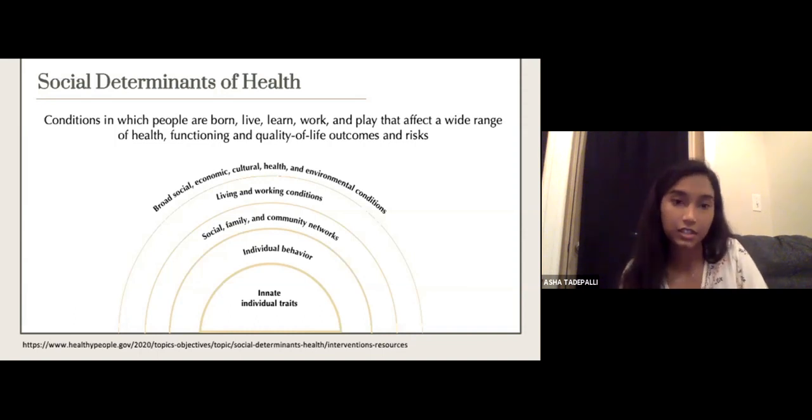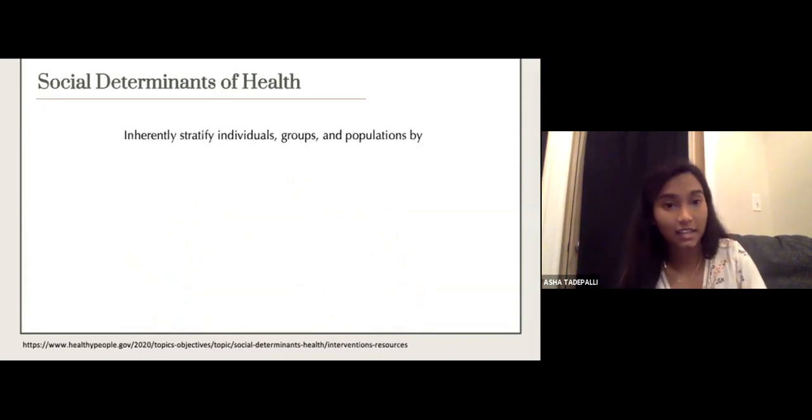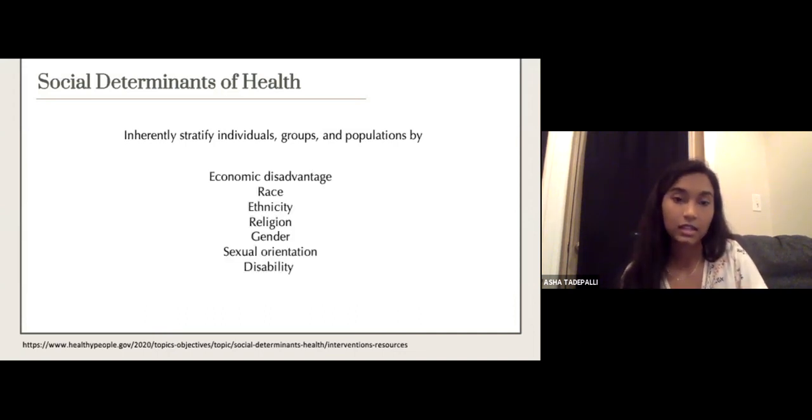These particular traits are known as social determinants of health, and they've been studied to have a direct impact, as they inherently stratify individuals, groups, and populations, which Dr. Hare will discuss. You can see economic disadvantage, race, ethnicity, religion, gender, sexual orientation, and disability all play a role.